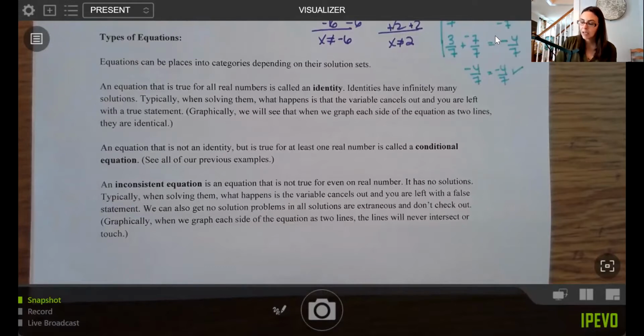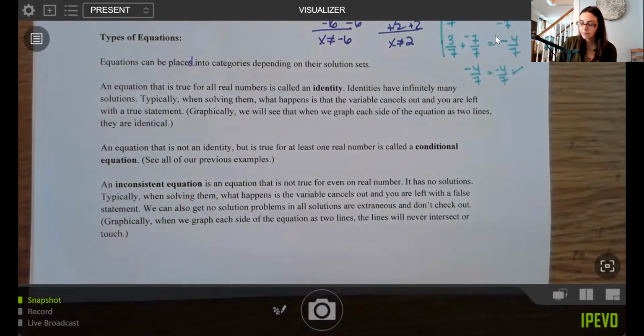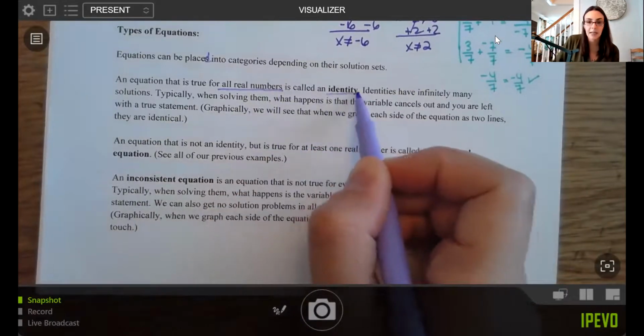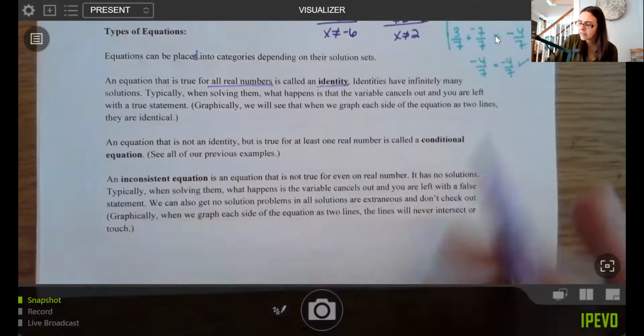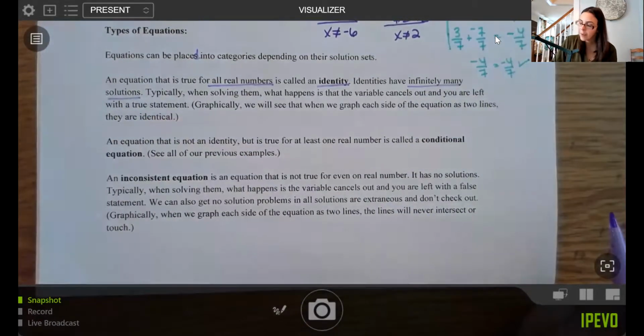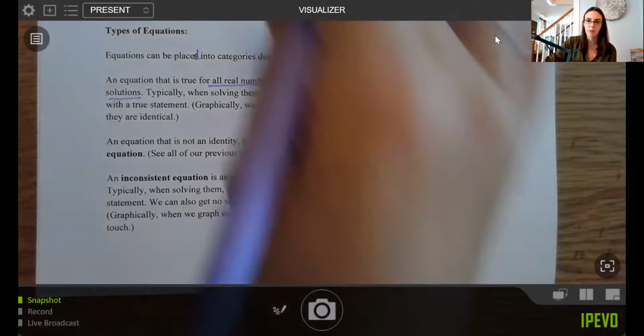Equations can be placed into categories depending on their solution sets. So an equation that is true for all real numbers, and we haven't seen this yet, is called an identity. Identities have infinitely many solutions. Typically, when solving them, what happens is the variable cancels out and you are left with a true statement. So graphically, we see that when we graph each side of the equation as 2 lines, they're going to be identical. And I'm going to do graphing in a second and go back and show you what this one looks like too.